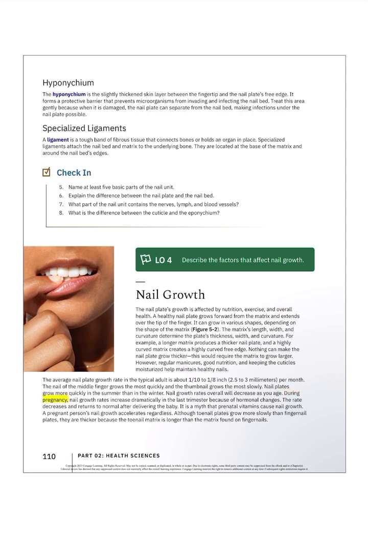During pregnancy, nail growth rates increase dramatically in the last trimester because of hormonal changes. The rate decreases and returns to normal after delivering the baby. It is a myth that prenatal vitamins cause nail growth. A pregnant person's nail growth accelerates regardless. Although toenail plates grow more slowly than fingernail plates, they are thicker because the toenail matrix is longer than the matrix found on fingernails.